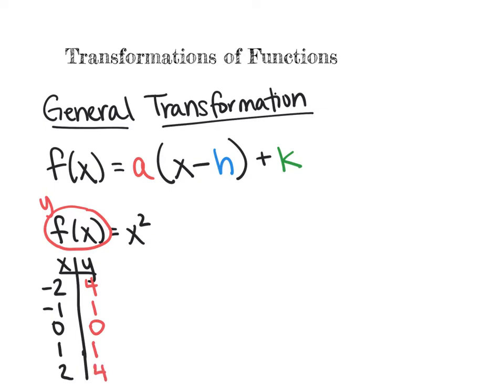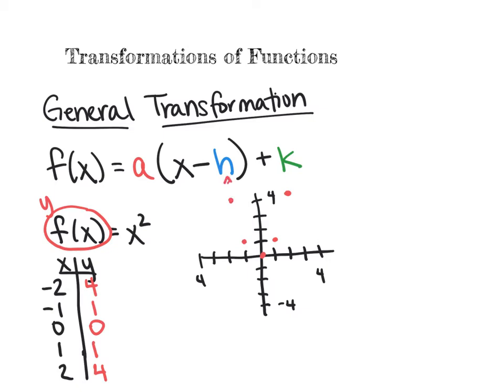And so when I graph this function and plot those points, here's what I get: 0, 0, 1, 1, 2, 4, -1, 1, -2, 4. I get the parent, and the parent is this right here. This is called the quadratic function. It's based off the parent of f of x equals x squared.